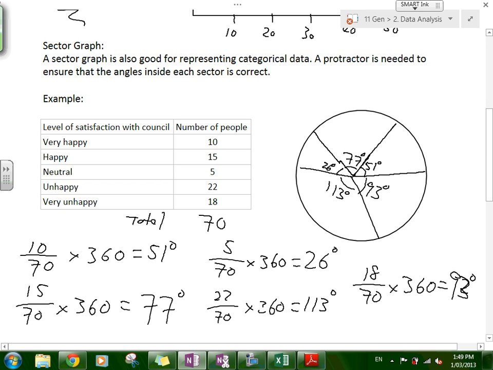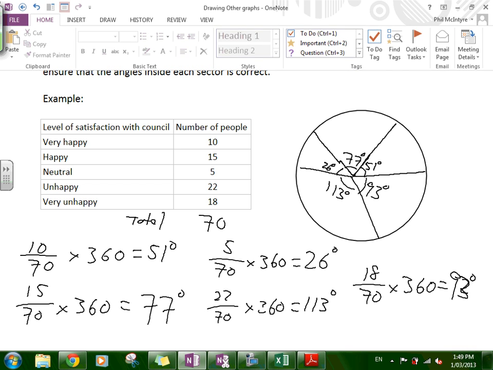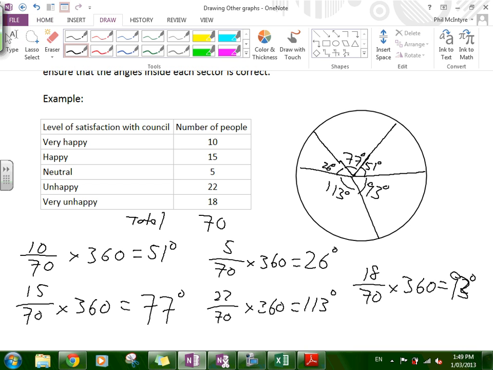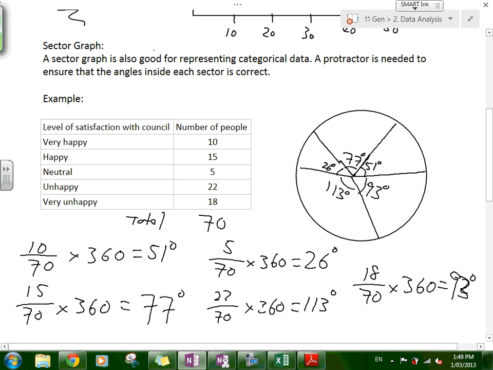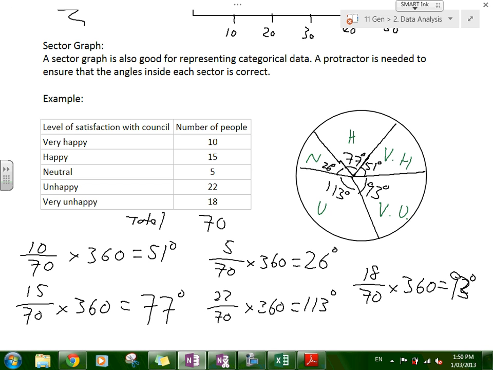So then what you can do is color it all nice in different colors. It's going to be nice and cool. And so you can say, well, that one's very happy, that one's happy, that one's neutral, this one's unhappy, and that one's very unhappy. Okay? And so now you have a fairly accurate representation of what sector, or what percentage of the whole, takes up these particular things.